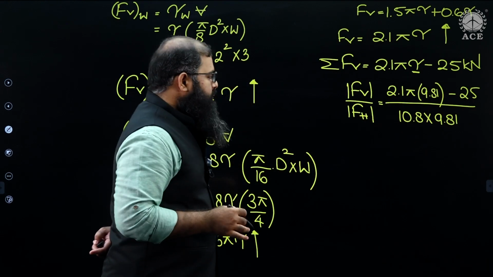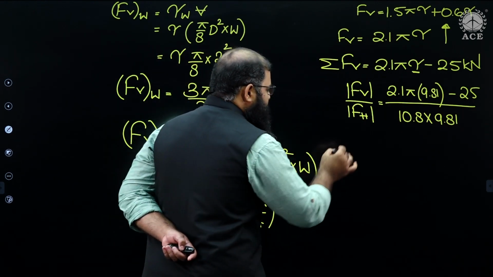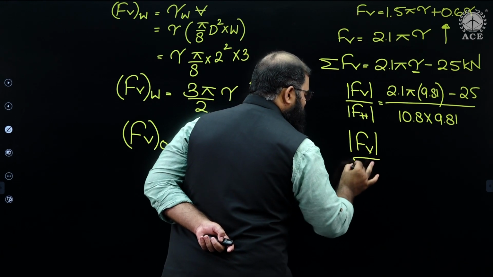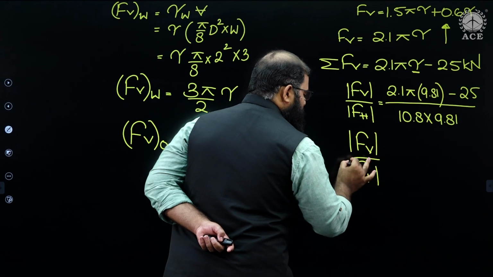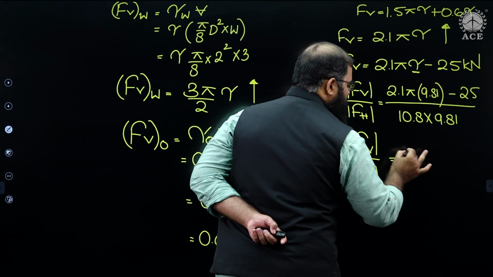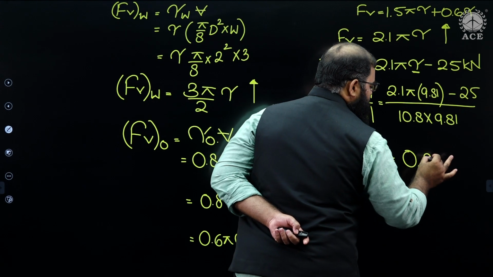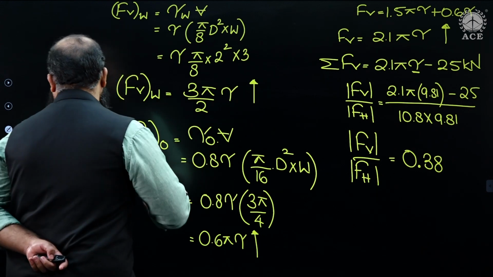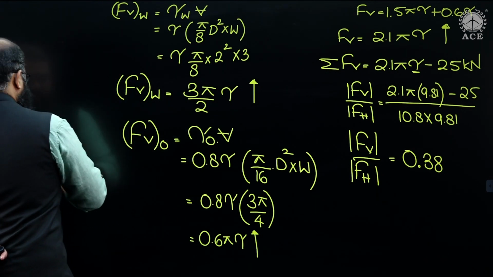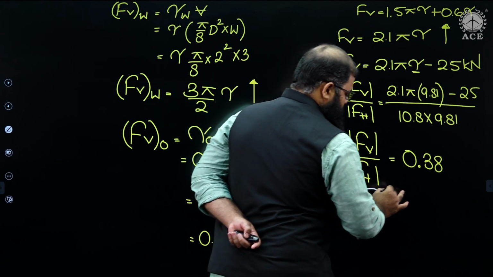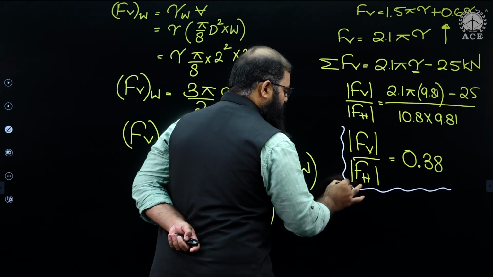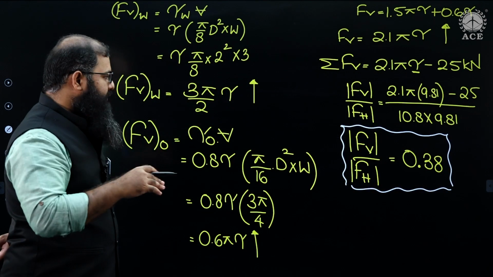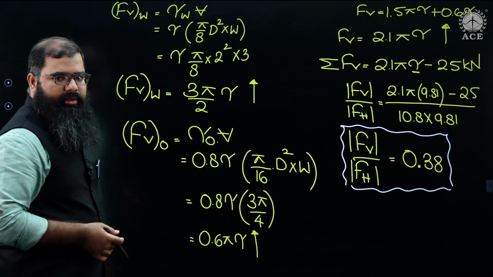9.81, right? Now if you calculate, this value is going to come out to be equal to 0.38. This is your answer. The question was slightly lengthy, but don't worry. Since I'm explaining the answer, it looks that lengthy. Otherwise, if you're just doing it, it won't look as lengthy, right?